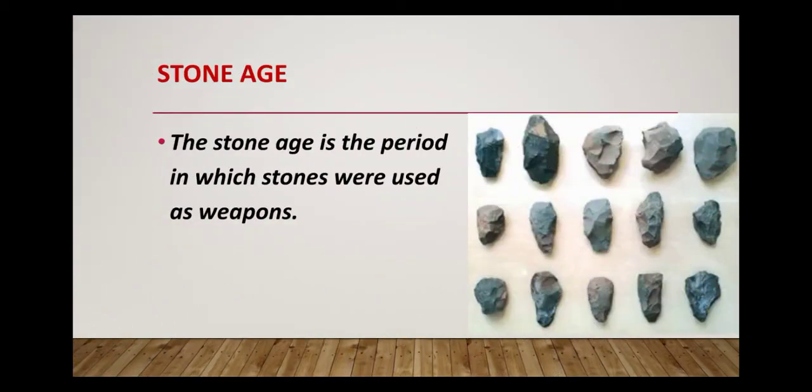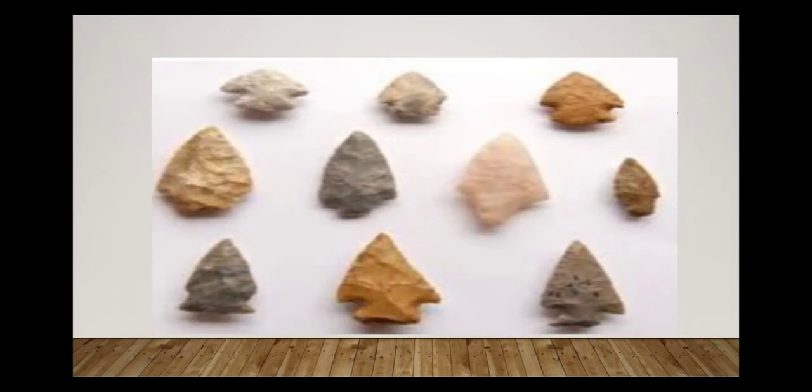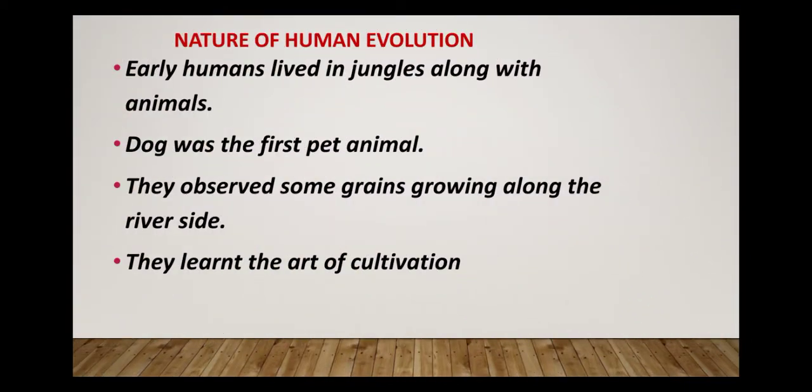The Stone Age is the period in which stones were used as weapons. Nature of human evolution. The early humans lived in jungles along with the animals. They used stone tools to protect themselves from wild animals. The most important thing, they ate everything raw including flesh. They did not know the use of fire in the beginning.